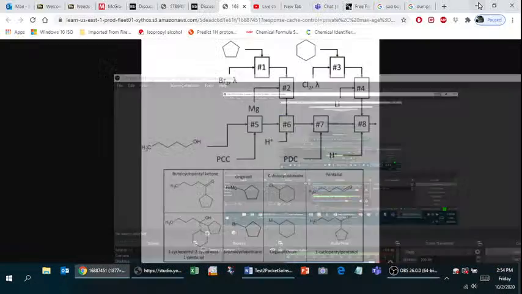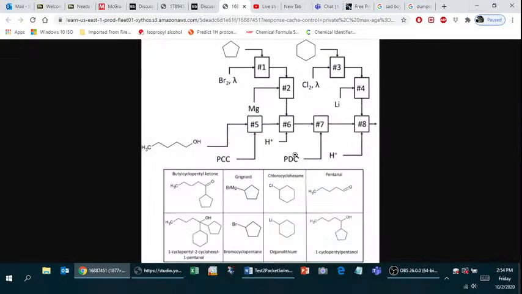So for Orgo 2, you're given this process. You have 1-pentanol being reacted with PCC, and then the product of cyclopentane with bromine followed by magnesium. Those react. That gets reacted with PDC, and then it gets reacted with the product of chlorination and eventually lithination of that product. So I'm inclined to agree with you. I think the halogenation is probably the most dangerous part.